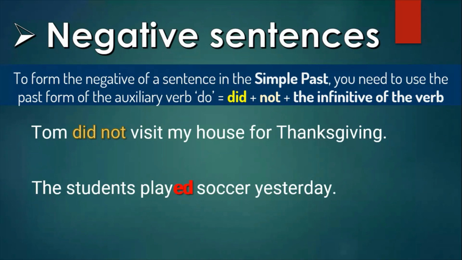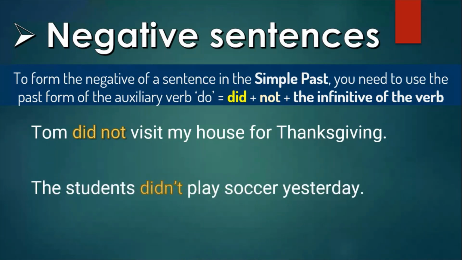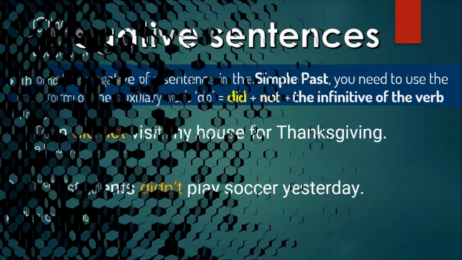Okay, so let's look at the second one. What do you think is going to happen? Yes, I'm going to lose my ed, correct, and I have to do what? Add the auxiliary verb did. That's right. So the students didn't play soccer yesterday. Okay, so I have it in the regular form on top, and then I have the contraction on the bottom, means exactly the same thing. That's right. Okay, let's go ahead and look at something else.